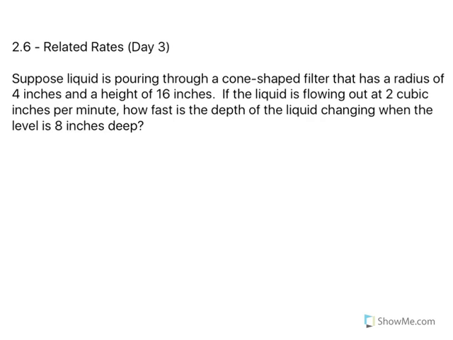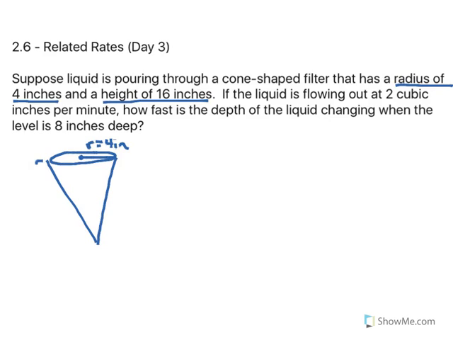Okay, so I'm going to start off by drawing a picture. So we have a cone-shaped filter. We're going to assume that it is circular at the top, and then the cone is facing downward. Okay, so there's our filter. Now what do we know about that filter? We know that it has a radius of 4 inches. So this distance here, that r is equal to 4 inches, and that's a fixed value. And then we have that it has a height of 16 inches. So this distance here is 16 inches, and that is also a fixed value.